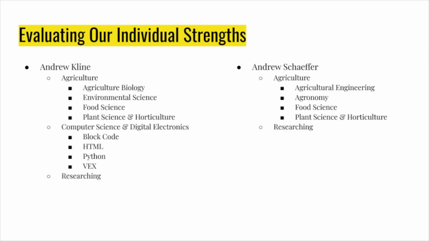When we were brainstorming ideas for what our project would be, we sat down and evaluated our individual strengths, and we found that we had many of them in common. Andrew and I are both involved in the agricultural science program and FFA, as well as having skills with researching. My agricultural background includes agricultural engineering, agronomy, food science, and plant science and horticulture. I share much of the same agriculture background with Andrew, but I also bring skills to the group like environmental science and agriculture biology. Also, I have taken some previous courses in computer science, which allowed us to enter into the realm of coding projects. After evaluating all of our skills, we found that the project idea we selected incorporated all of our primary skills.